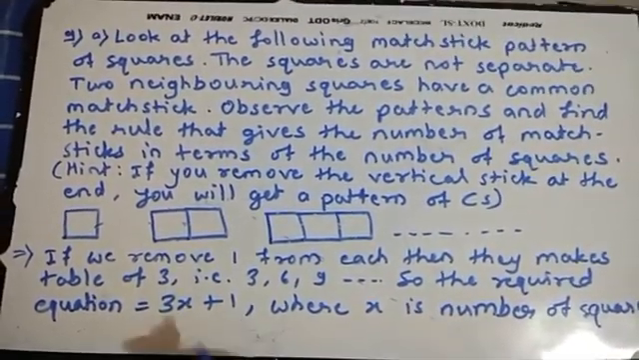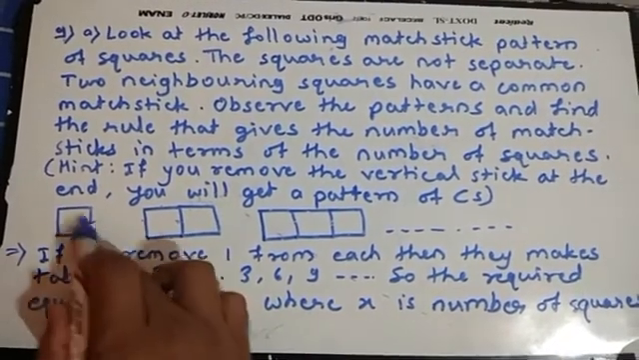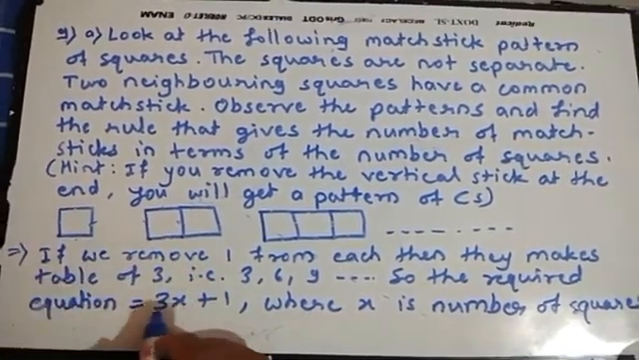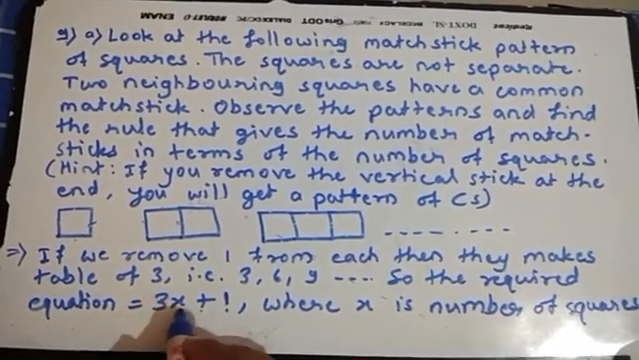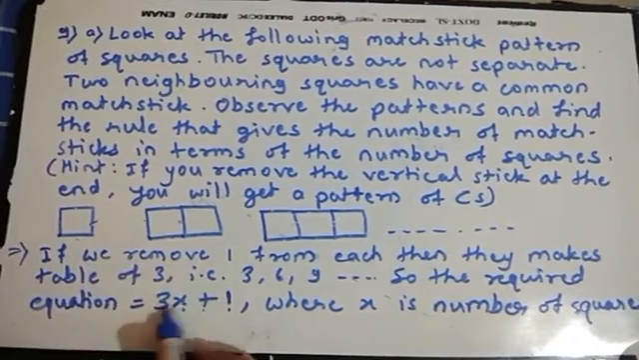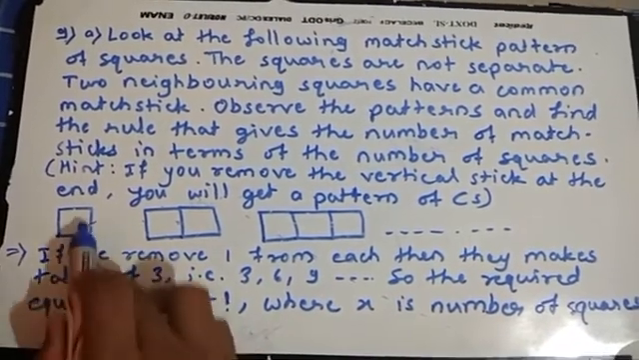Why? Because we know that, students, if we remove, what will remain? 1, 2, 3. 3x. Okay. Plus 1. Why? Because 3 here, x means what? Number of squares. 1 square is there. 3 ones are 3. Plus 1, 4. 4 matchsticks are there.